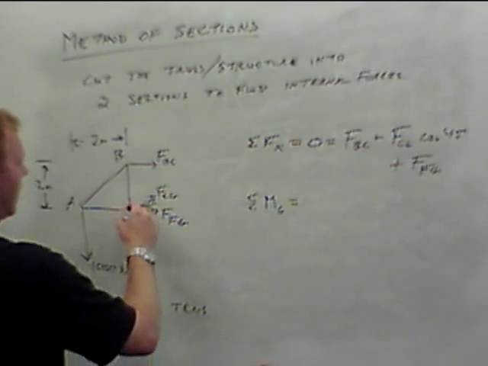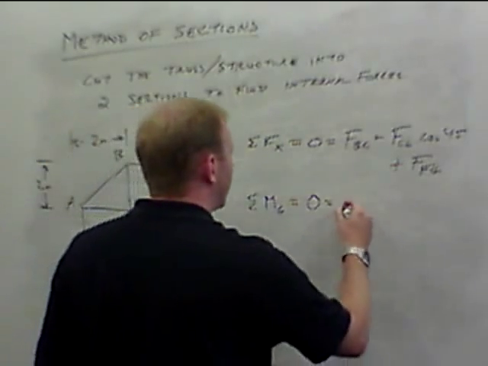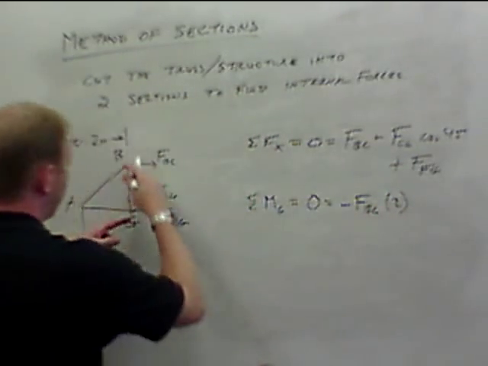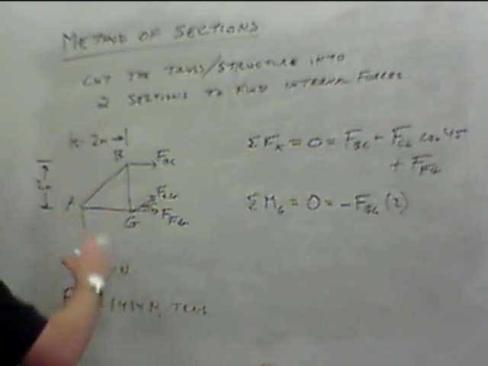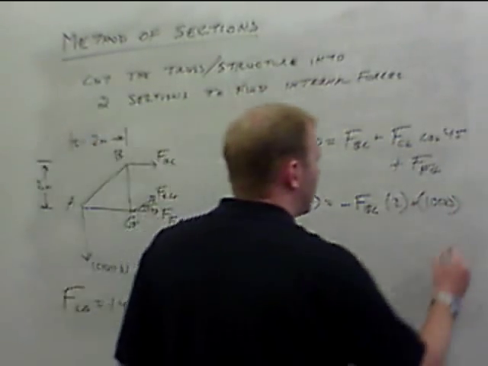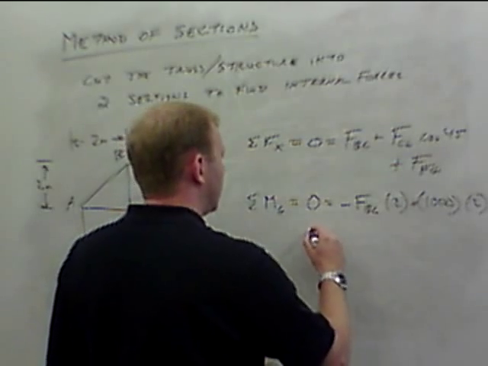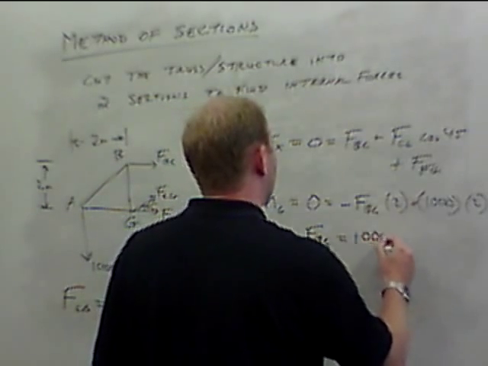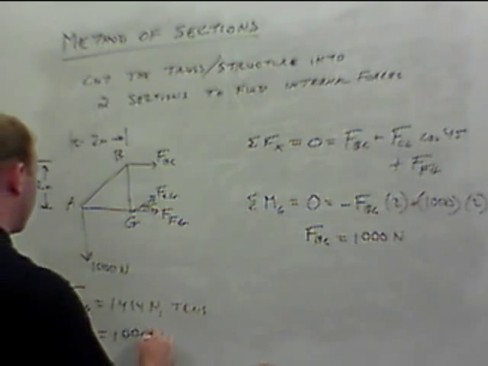Summation of moment about point G equals zero. We have FBC, going clockwise, so that's negative, times the height, which is 2. The perpendicular distance there is 2. And this 1,000 newton force is causing a counterclockwise moment. So that's plus 1,000 times its perpendicular distance, which is 2. Okay, so now FBC is very simply going to equal 1,000. So FBC is 1,000 newtons in tension.